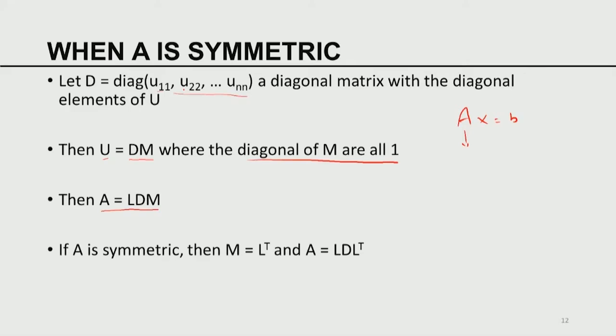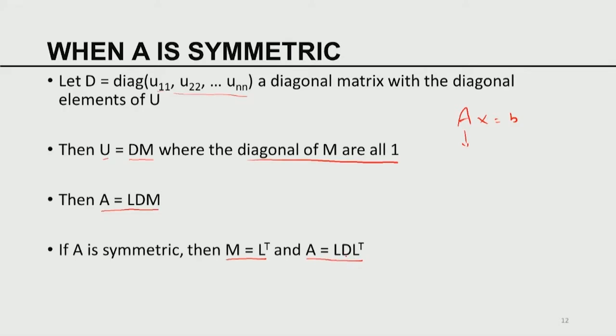Now if A is symmetric, it can be verified M is L transpose. M and L are not distinct. Therefore, I should be able to express A as L D L transpose decomposition. So this is a special form of the LU decomposition that A takes when A is symmetric.